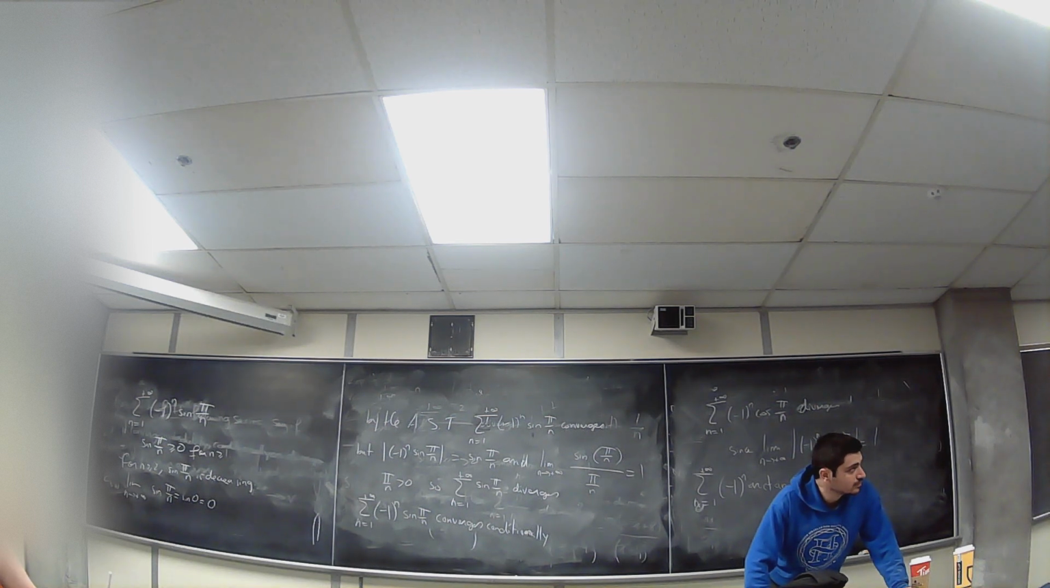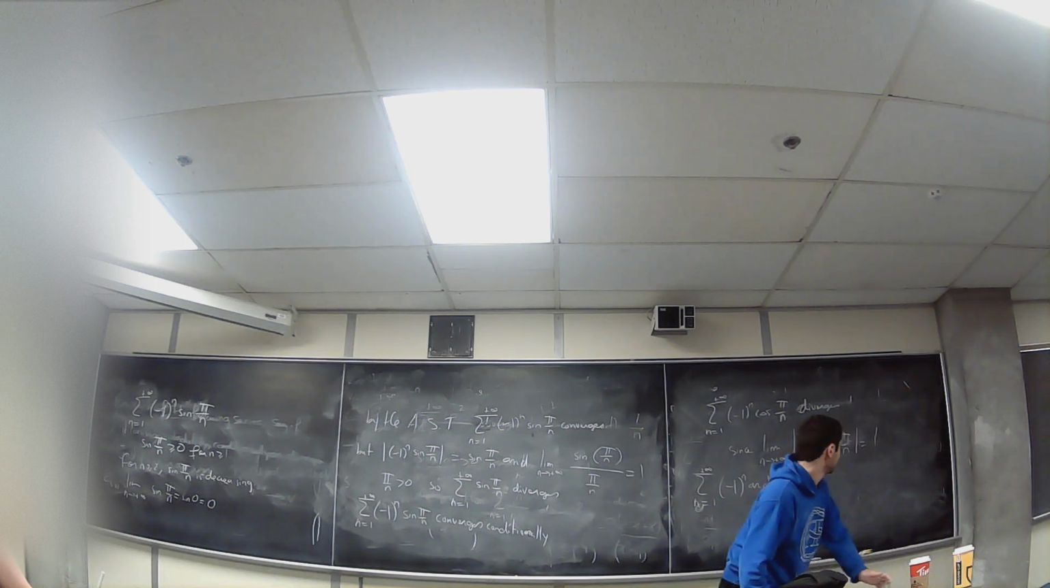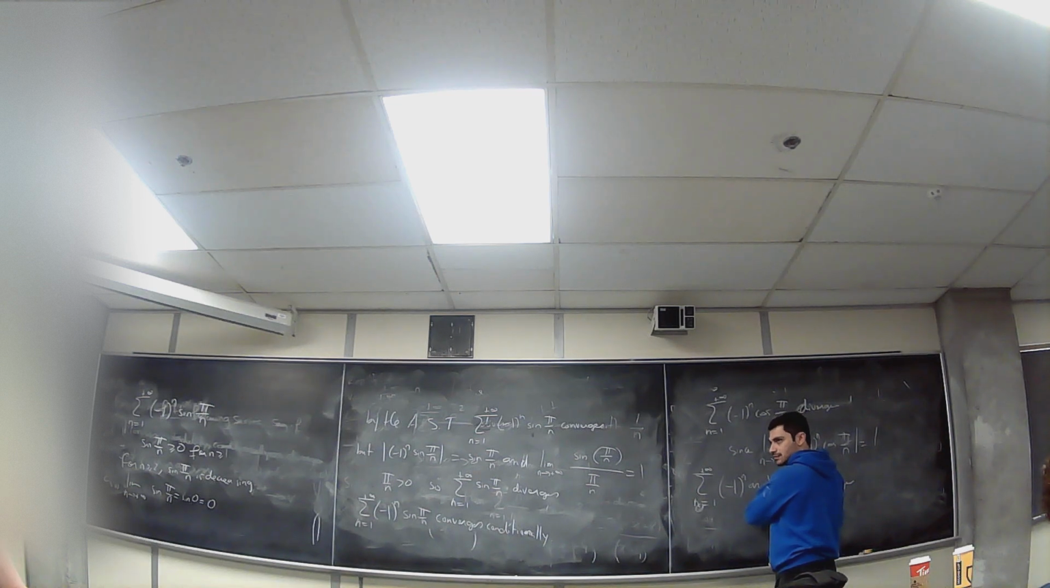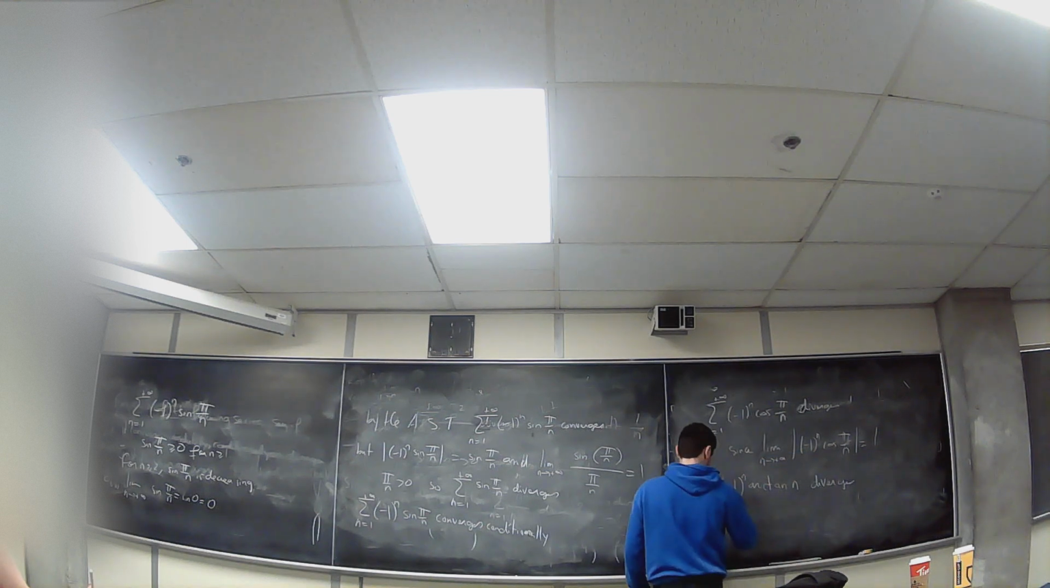So, what is this? Divergence. Why? The limit of the absolute value. Exactly, so the limit of the absolute value. Our term from 0 to infinity is positive, right?